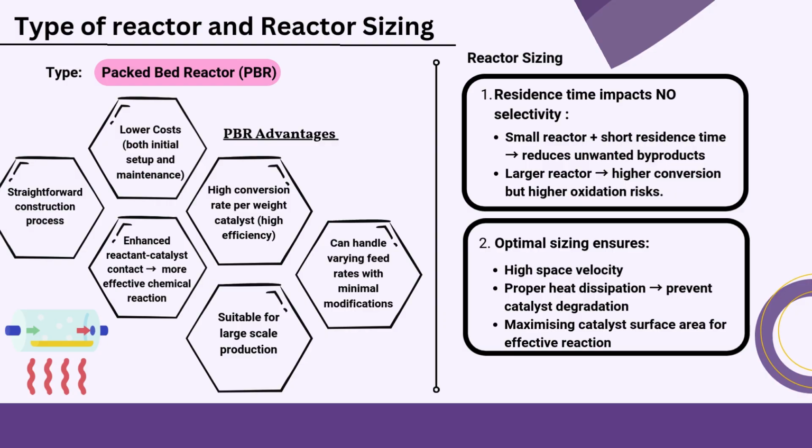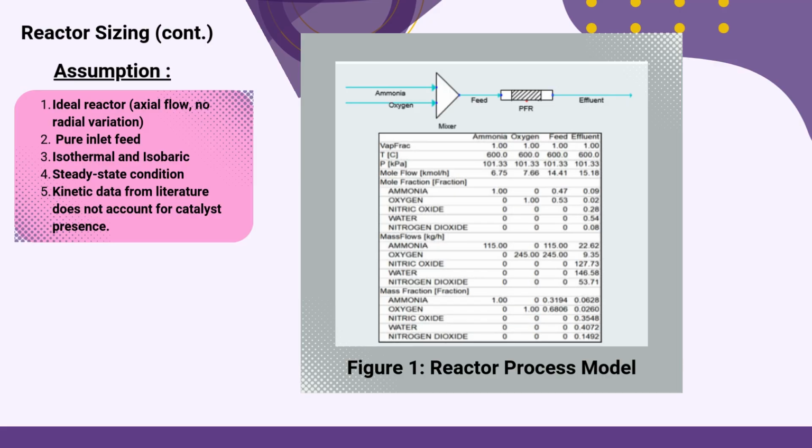Reactor sizing is equally important to the reaction. It can affect the nitric oxide selectivity. A smaller reactor with short residence time reduces unwanted byproducts like NO2, while a larger one may improve conversion but risk over-oxidation. Optimal reactor sizing ensures high space velocity, efficient heat dissipation, and maximized catalyst surface area to achieve the best performance. Now, let's go over the key assumptions made for our reactor sizing.